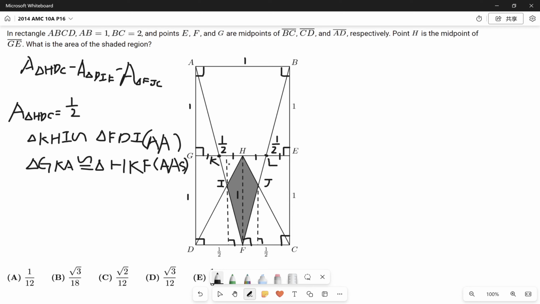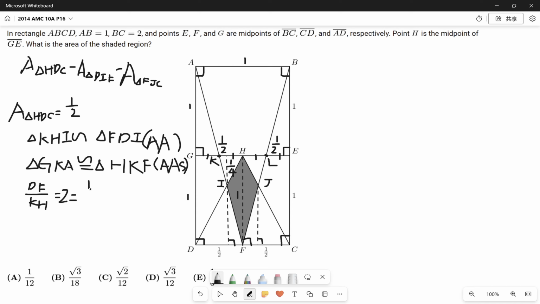So now since GH is 1/2, because H is also a midpoint, GK and KH are both going to be 1/4. So KH is 1/4. We know DF is 1/2. So the proportion of the side lengths is going to be DF over KH, which is 1/2 over 1/4, which is 2.